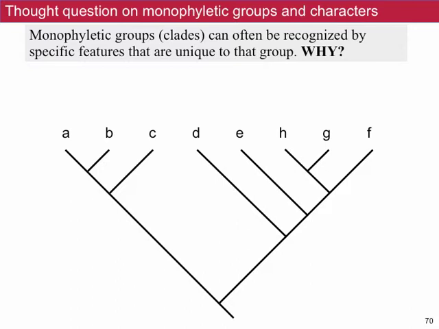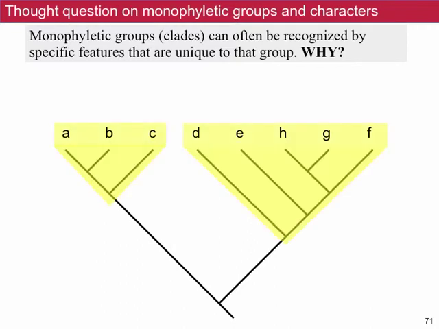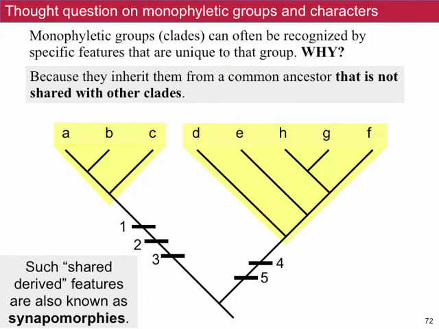Any changes that happen on this branch have the possibility of being shared among A, B, and C, and absent from D, E, F, G, and H. So if we have these two monophyletic groups, there are other monophyletic groups here, but if we have these two, changes that occur on this branch may distinguish A, B, and C from the other organisms here. And changes that arise in this branch may also distinguish D, E, F, G, H from A, B, and C. These shared derived traits are also called synapomorphies. They are shared among a group, and they are a derived state.